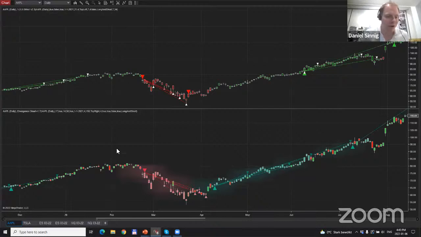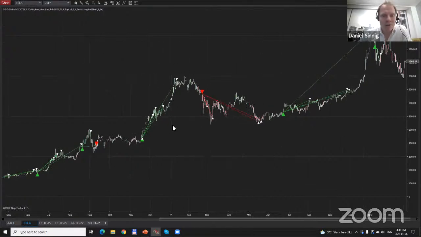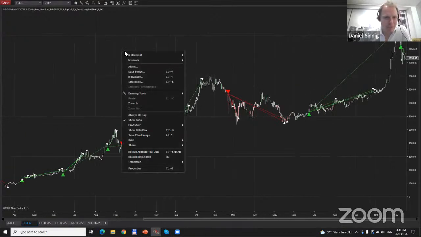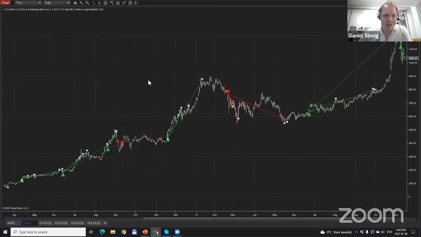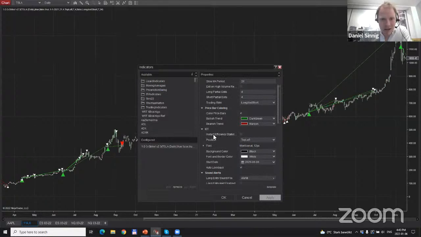Let me just switch over to a different symbol. This is again Tesla on the daily chart. And we have the 1, 2, 3 strike indicator applied to the chart. Now let me go to the settings, right click, and I go to indicators. And now I can configure the settings of the indicator. I'm going to go down here a little bit, and I will enable this checkbox here, which stands for Instant Efficiency Statistics.